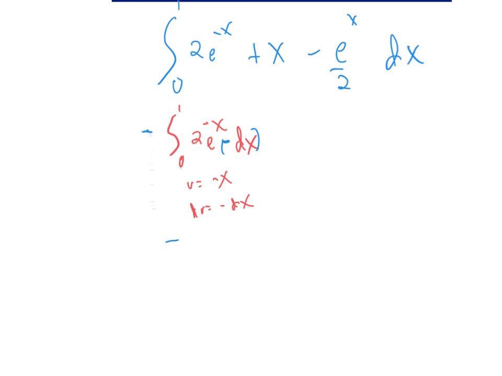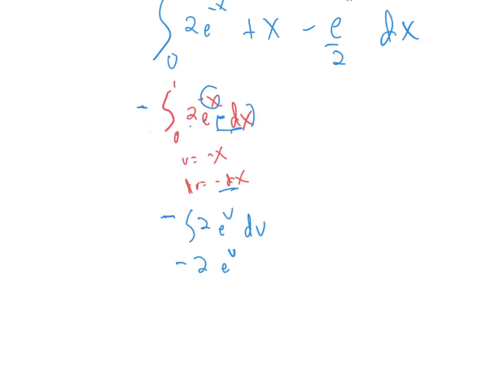bracket. Let me go negative integrate a 2 e to the u du. The 2 e to the u, the du, was what I created. The answer is negative 2 e to the u, which is negative 2 e to the negative x. Okay, now that's part of my 3 things here. Back up to the top.